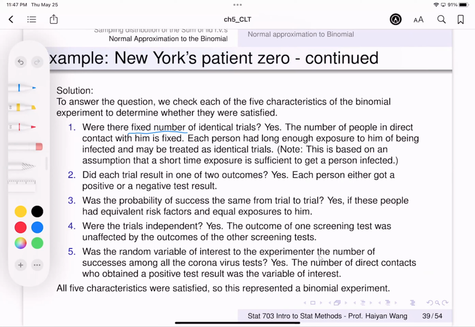Next, did each trial result in one of two outcomes? Yes, that's correct. Each person is either going to be positive or negative after the contact. Next, was the probability of success the same from trial to trial? This again will depend on the exposure and also the immune system of the person. But I guess here we're talking about the probability of the test being positive or negative, assuming that at the early stage, the coronavirus was highly contagious.